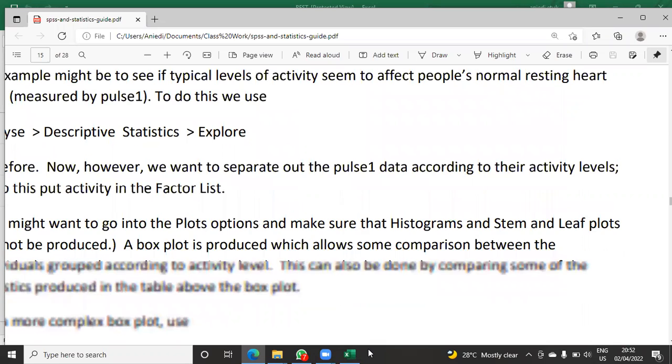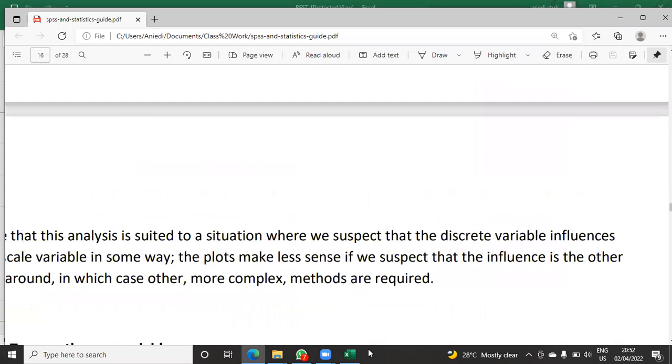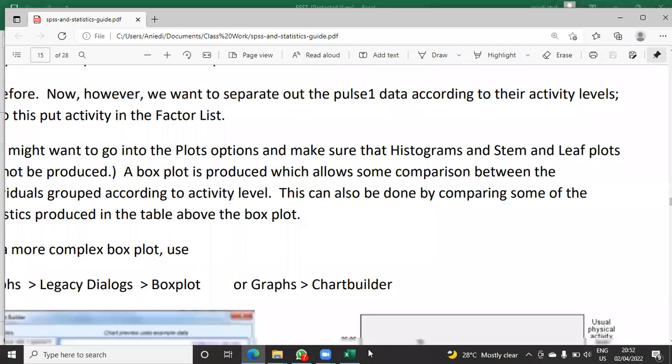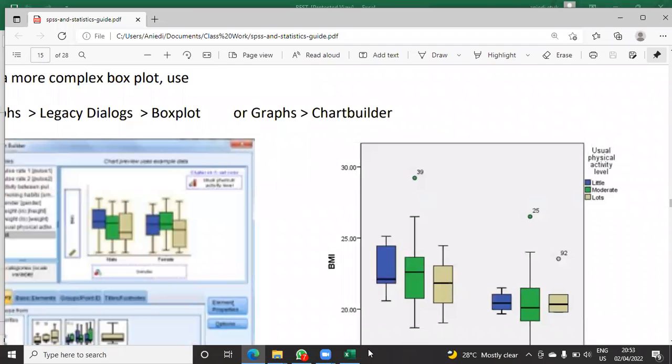So this is a typical box plot. Were you there when I discussed box plots? Were you there in that class? Okay, I talked about box plots. Yes, I followed the lectures. Yes, we talked about box plots.